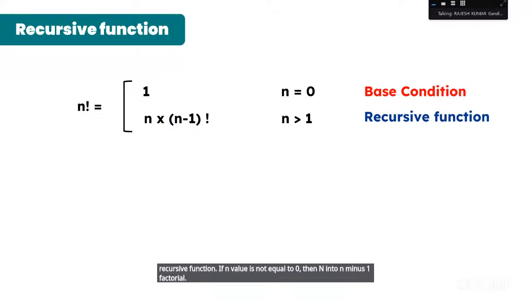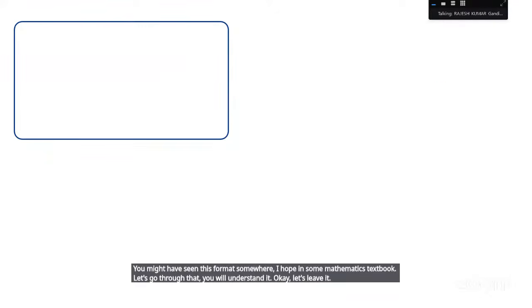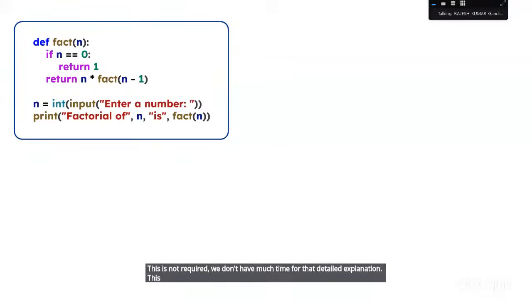Again, I'll call the factorial function. I'll multiply n with it. You might have seen this format somewhere, I hope in some mathematics textbook. Let's leave it. This is not required. We don't have much time for that detailed explanation. This is the function I have written. I have just renamed gen as fact for simplicity. Let me close this panel and hide the controls as well. I'll resume it after the visualization. Done. So see here.